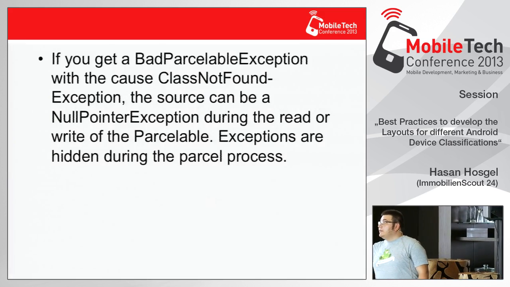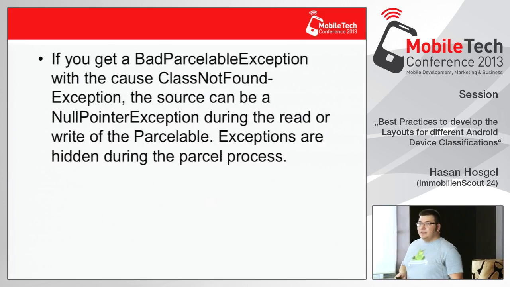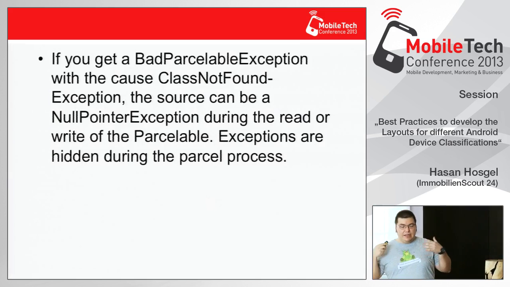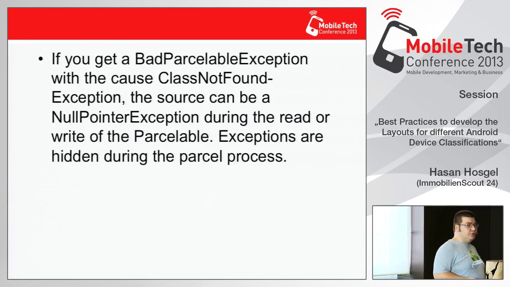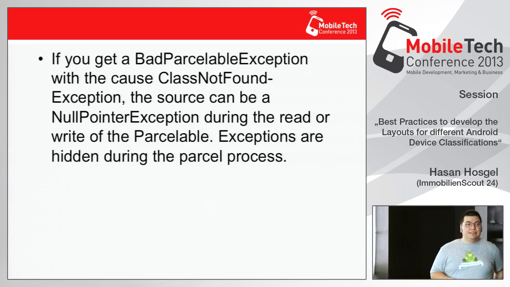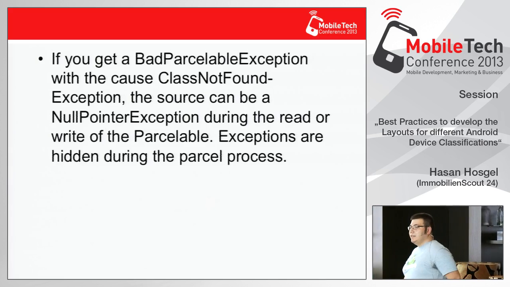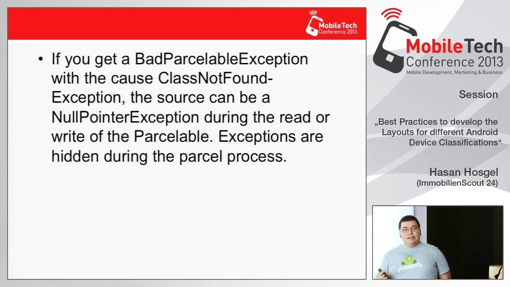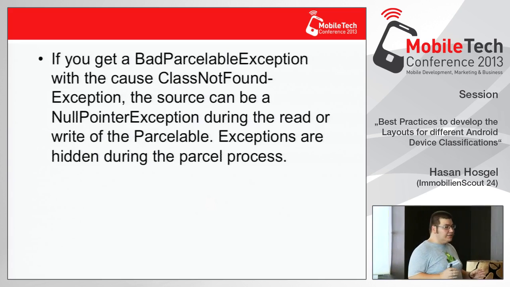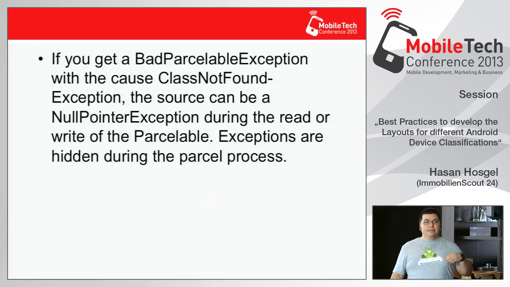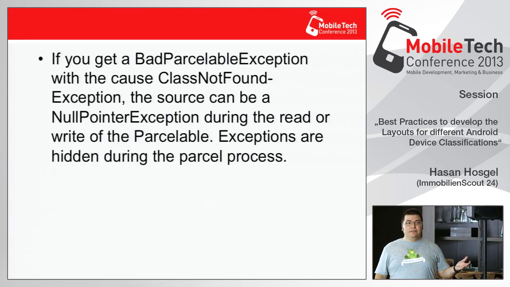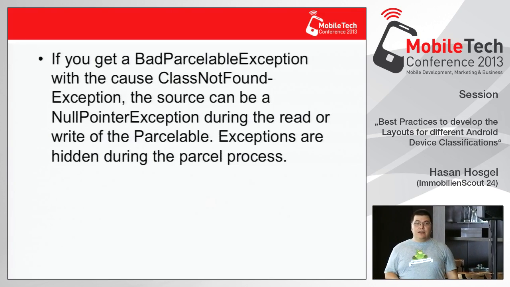Another developer hint is if you, for example, see in the market or in any other error framework which you use a bad parcelable exception, saying that it didn't find the class which you want to parcel. That means normally you have a null pointer during the parcel process, or another exception. The whole parcel encapsulates the exception and doesn't throw it outside. And you can't see it even in the error frameworks.